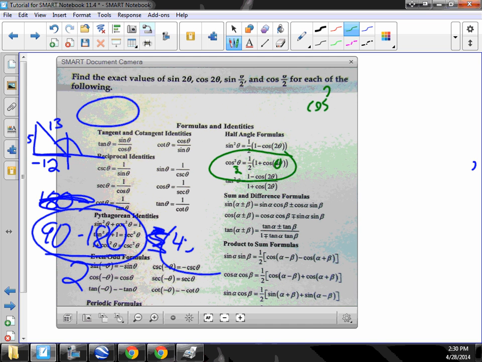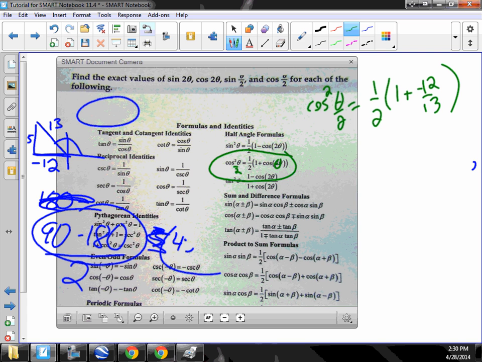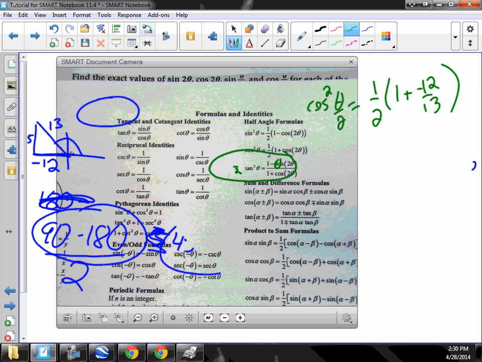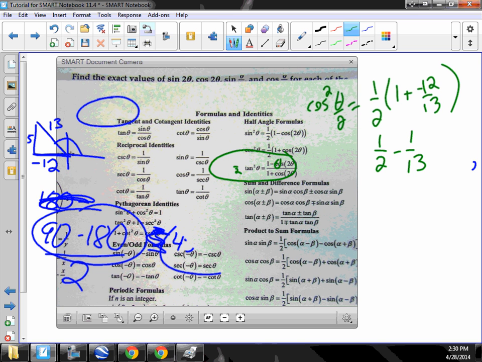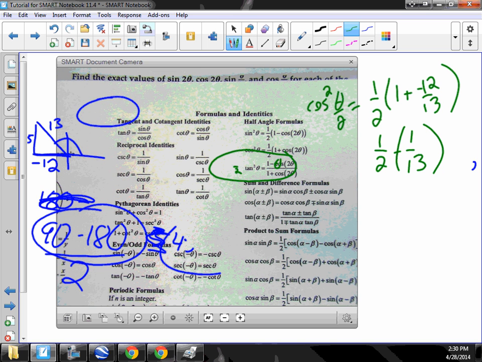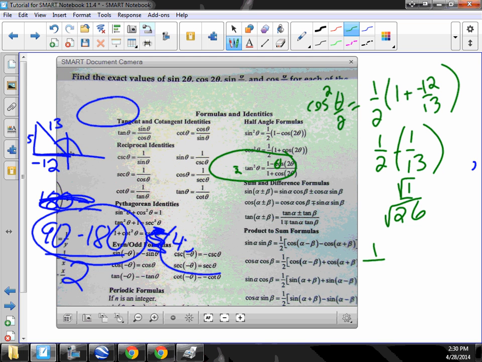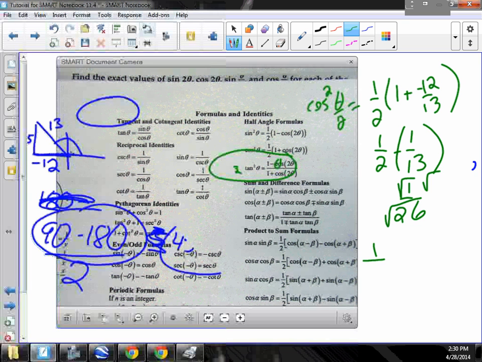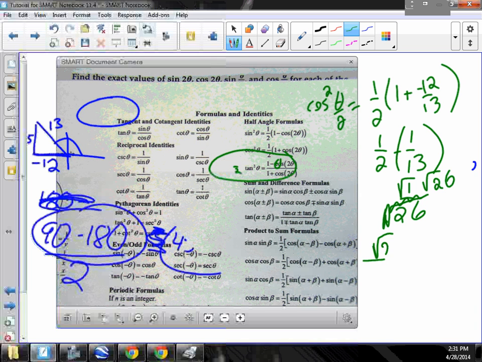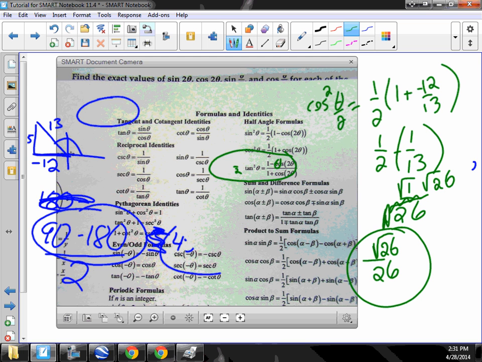So cosine squared of theta over 2 is equal to 1/2 times 1 plus, and we know cosine is just negative 12/13. What is 1 minus 12/13? 1/13. So I have 1/2 minus 1/13. Or sorry, 1/2 times 1/13, which is 1/26. Now I have to square root, and the square root of the top is plus or minus 1, but we already decided it's positive. So 1 over, the bottom does not simplify, but we can't leave it on the bottom, so I put a root 26 on top, and I get rid of the root in the bottom. So it's just root 26 over 26. That is the cosine of theta over 2.